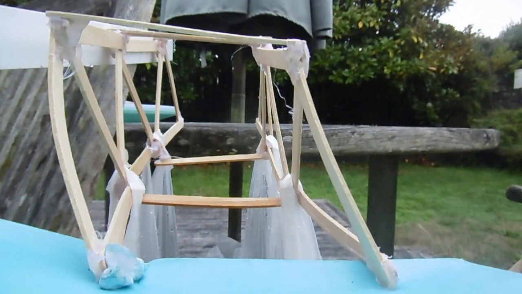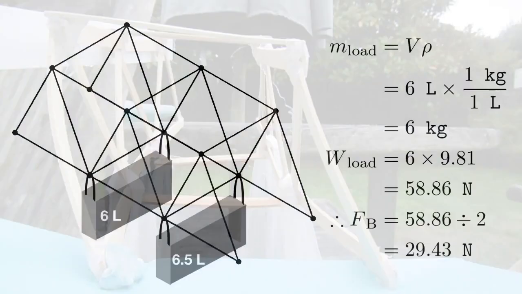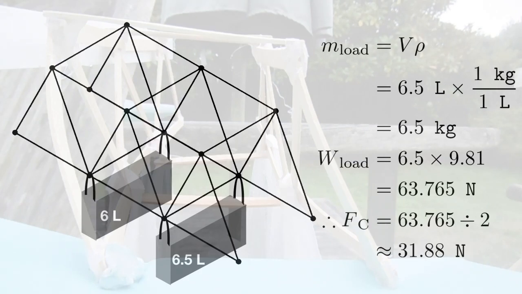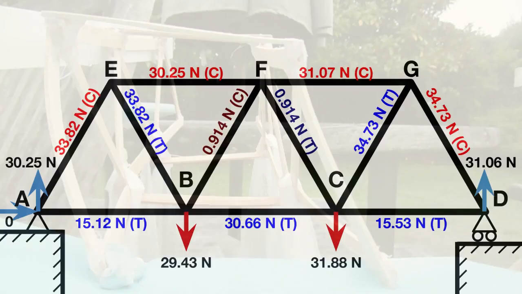We can now see that there is significant leaning of the truss structure due to the incredible amount of force on the truss. At this point we have about 12.5 liters of water, with one bag containing 6 liters of water and the other containing 6.5 liters of water. This provides a force acting downwards of 29.4 newtons at joint B and 31.9 newtons at joint C.